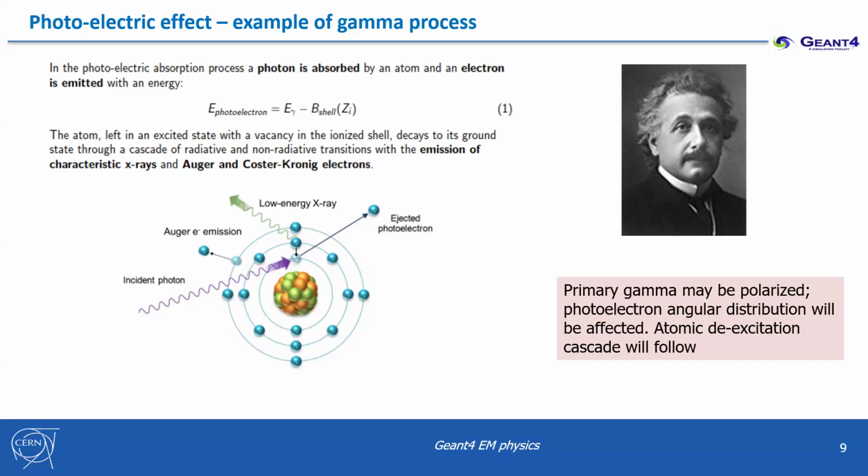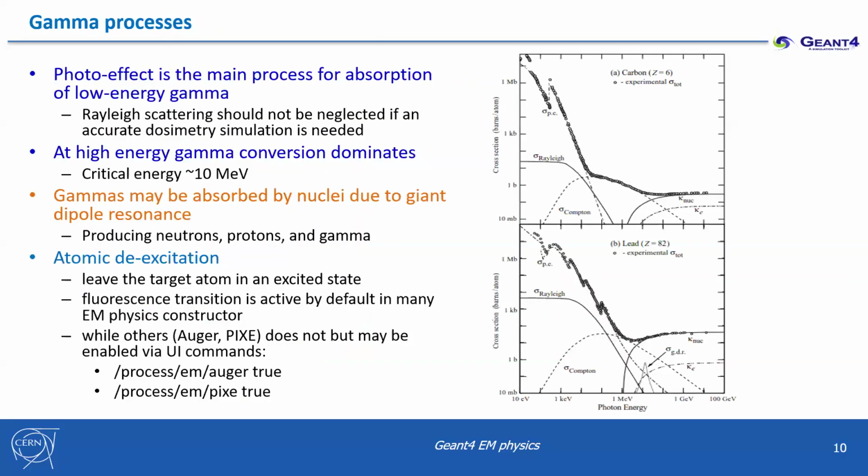Primary gamma may be polarized. And if there is a polarization of primary gamma, then the angular distribution of the electron depends on this polarization. If we compare all processes which are needed for gamma, we can see on the right picture, which is taken from the PDG, the gamma cross-section for carbon and for lead.